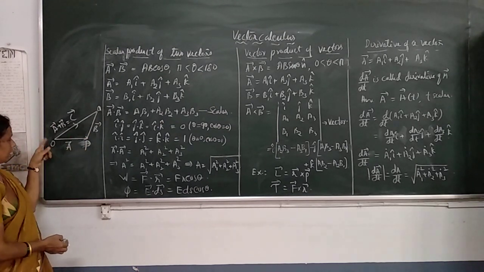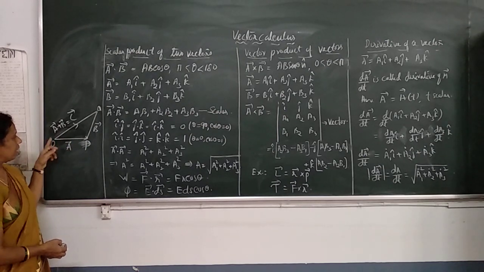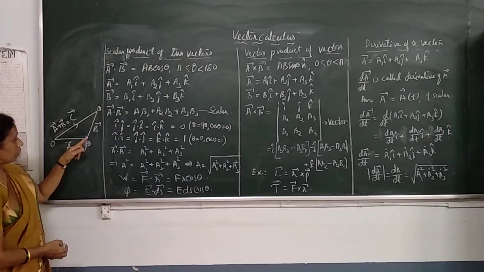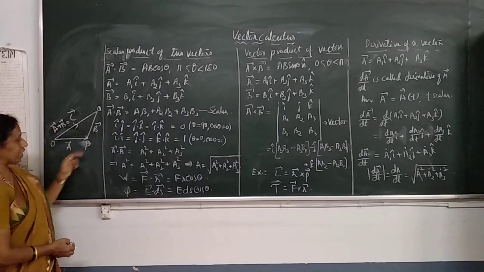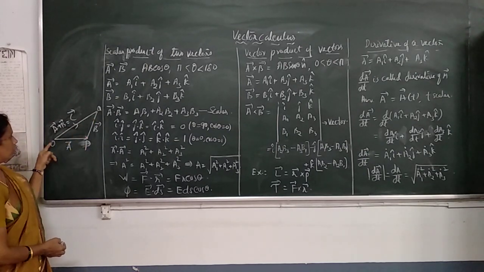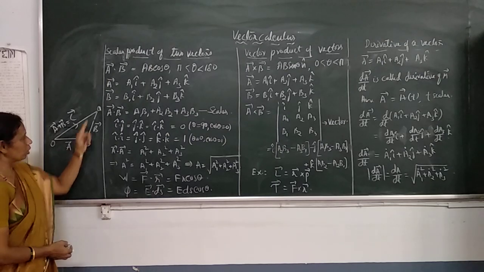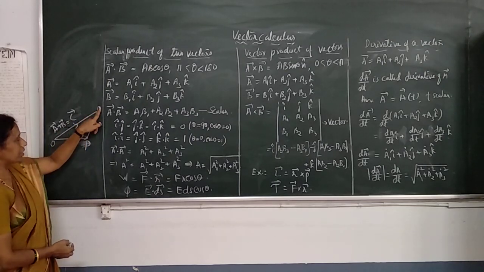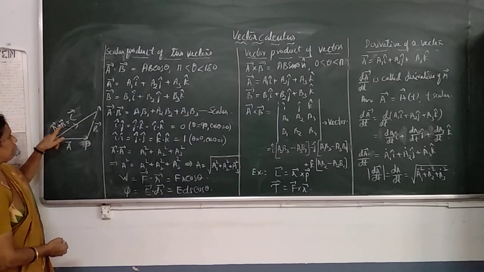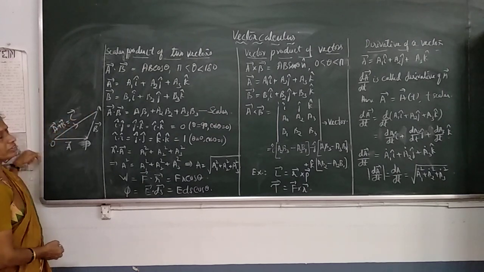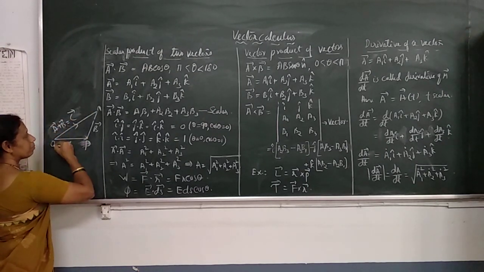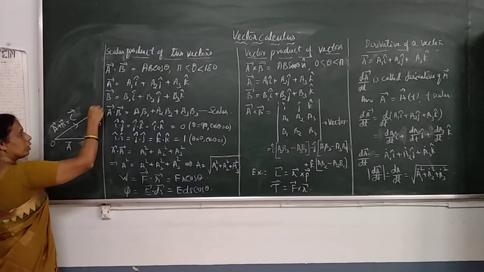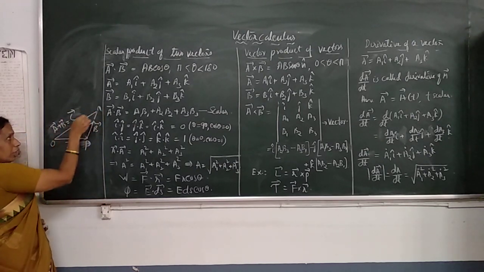What it says: if 2 vectors are represented by the 2 adjacent sides of a triangle taken in order, see OP, PQ, they are taken in order, then the third side represents A vector plus B vector, in opposite order. See, A vector and B vector are represented in this way. They are taken in order, whereas C is in the opposite direction.